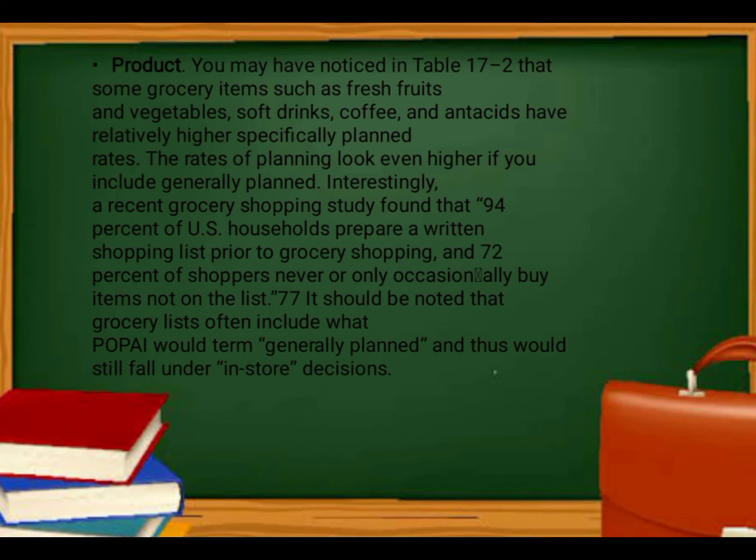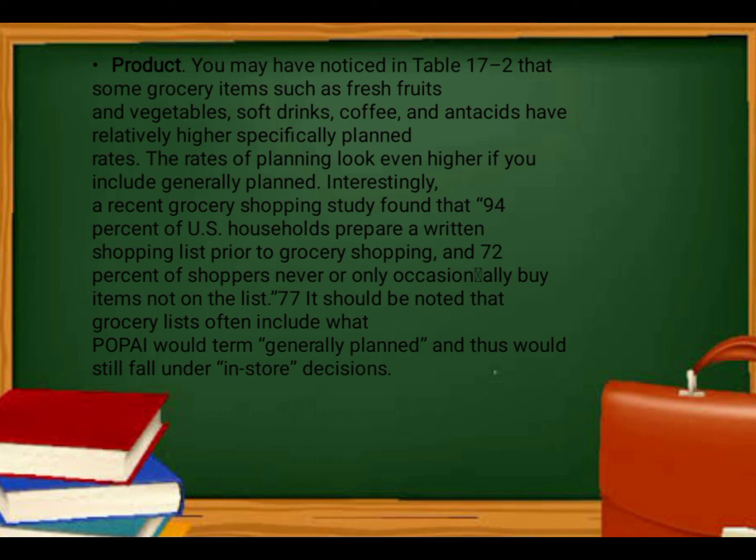Product. You may have noticed in Table 17.2 that some grocery items such as fresh fruits and vegetables, soft drinks, coffee, and antacids have relatively higher specifically planned rates. The rates of planning look even higher if you include generally planned. Interestingly, a recent grocery shopping study found that 94% of US households prepare a routine shopping list prior to grocery shopping, and 72% of shoppers never or only occasionally buy items not on the list.